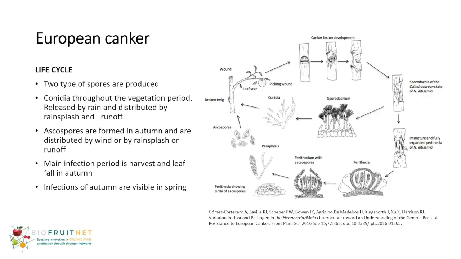The main infection period is with the ascospores in autumn at harvest and leaf fall, when there are wounds in the orchard which can be infested. And the infections of autumn are visible in spring. They are not visible in autumn already, but they wait a winter and are visible in spring.